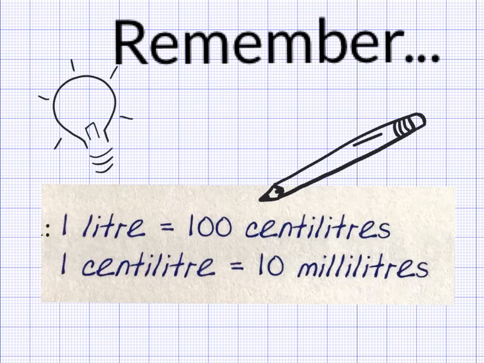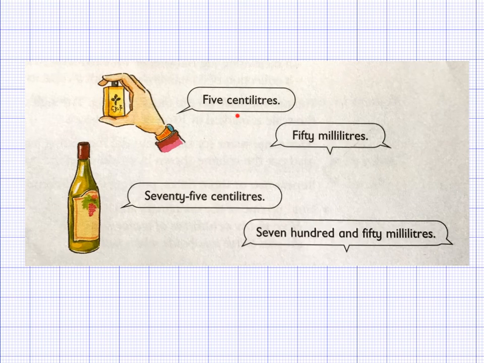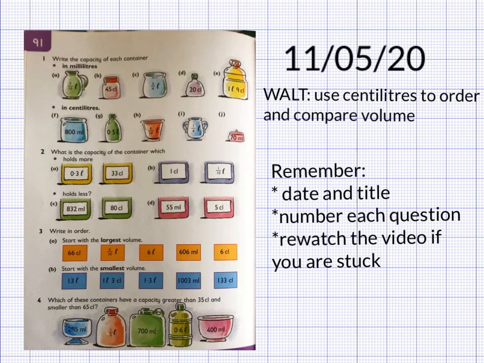What we need to remember is that in 1 litre, there's 100 centilitres. 1 centilitre is worth 10 millilitres. So here we have 5 centilitres is 50 millilitres. 75 centilitres, 750 millilitres.